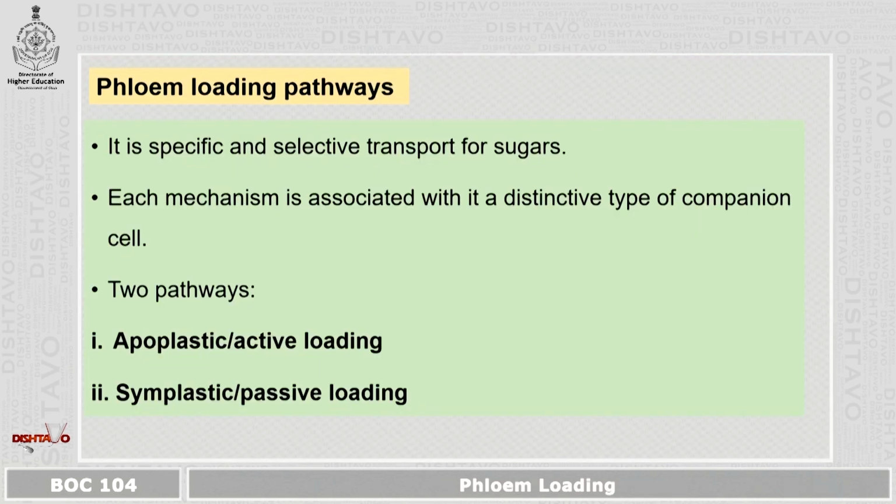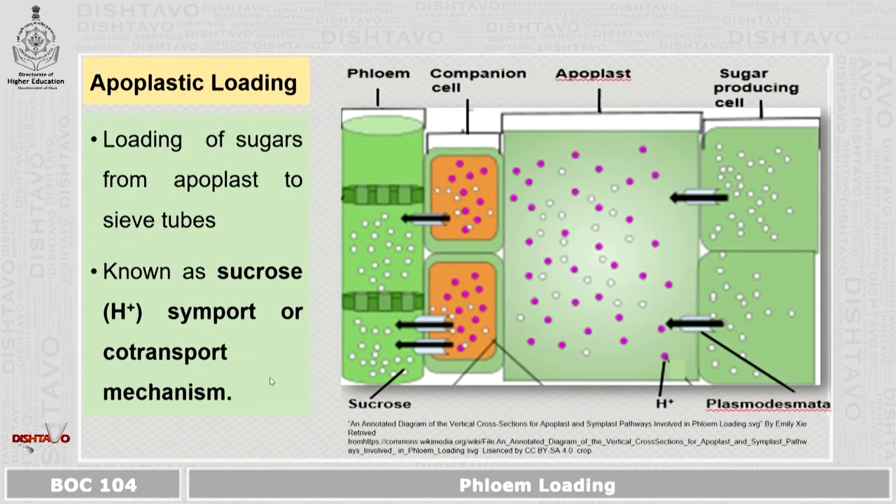Companion cells play a very important role in phloem loading because they take the photosynthates and then transfer them into the other part of the plant body. There are two pathways. First one is the apoplastic and second the symplastic. First, the apoplastic, it is also known as active loading. It requires a lot of energy apart from the other pathway.